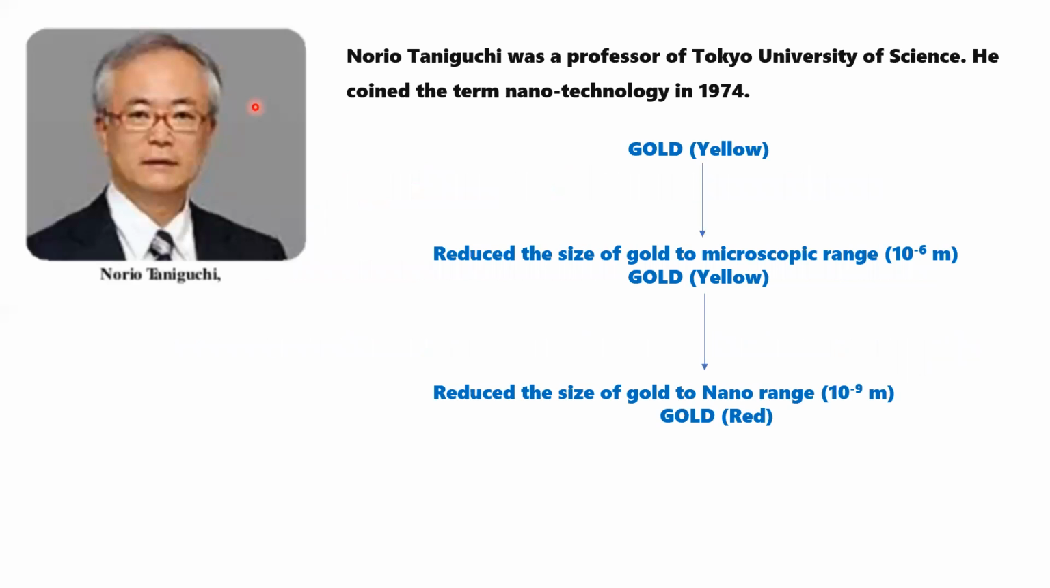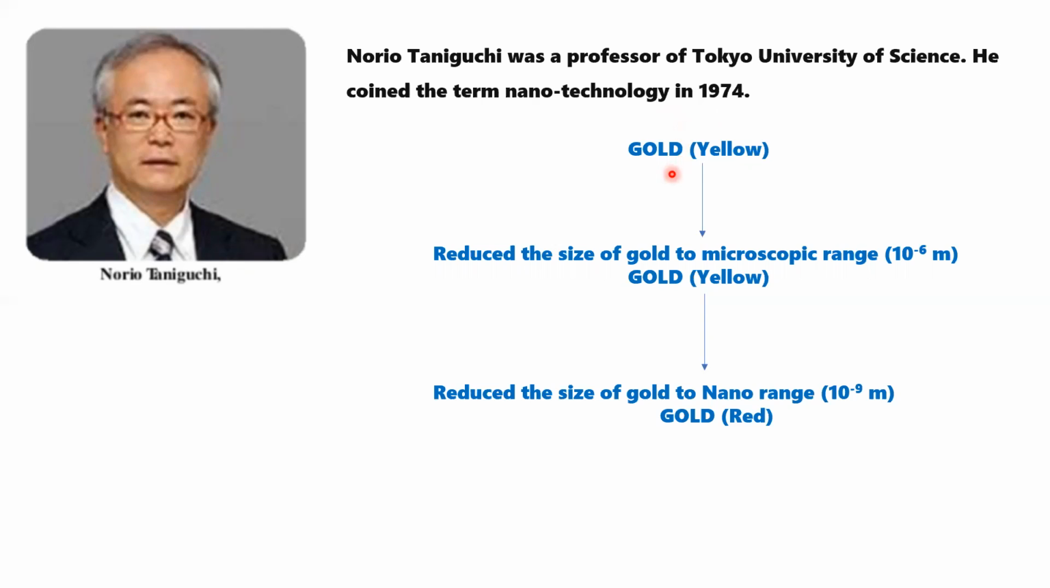The person who is depicted on the slide is a renowned person whose name is Norio Taniguchi. He was a professor of Tokyo University of Science. He is the person who coined the term nanotechnology in 1974, based upon his experiment on gold metal.